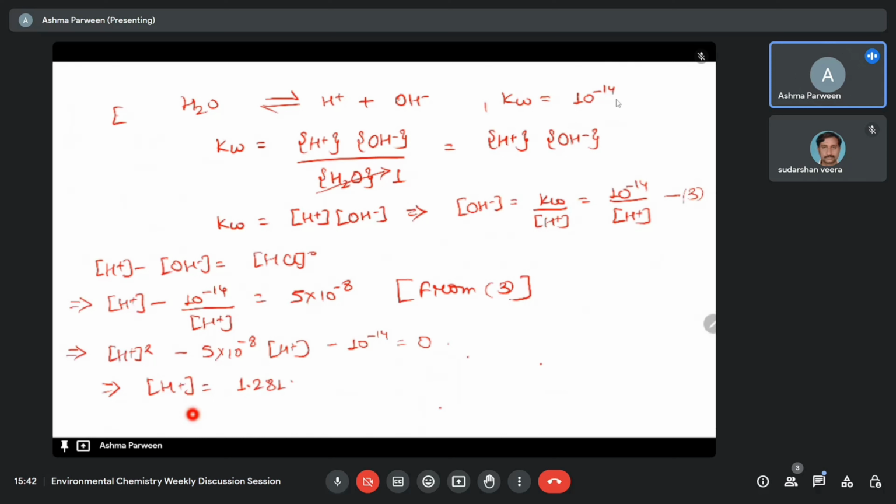1.281 into 10 raised to power minus 7, and as we know pH equals minus log activity, or since the system is dilute, we will take it as the concentration of H plus, which will be minus log 1.281 into 10 to the power minus 7, and we will get the pH as 6.892. So this is the final answer.